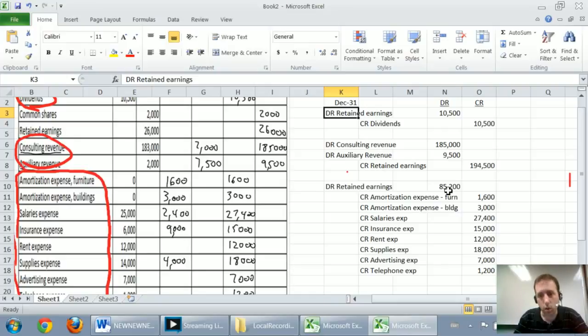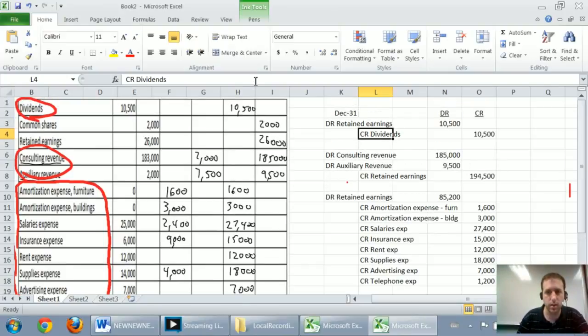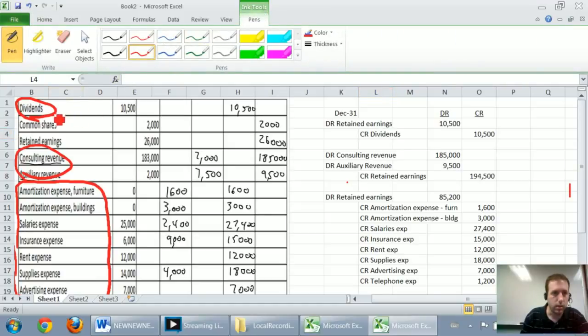So, closed dividends to retained earnings, done. Right? I said dividends was a temporary account that needed to be closed, and I closed it. Revenues needed to be closed. I closed them to retained earnings, and expenses needed to be closed to retained earnings. I've closed them as well. I've done a good closing entry. I'm ready to start the new year.